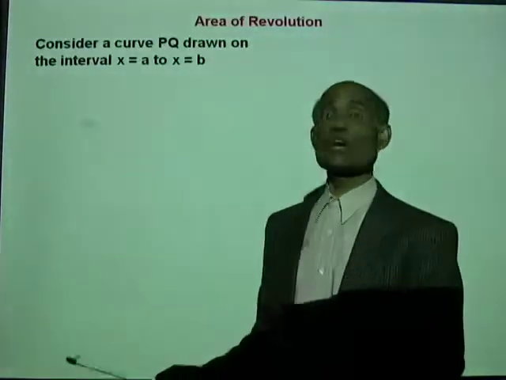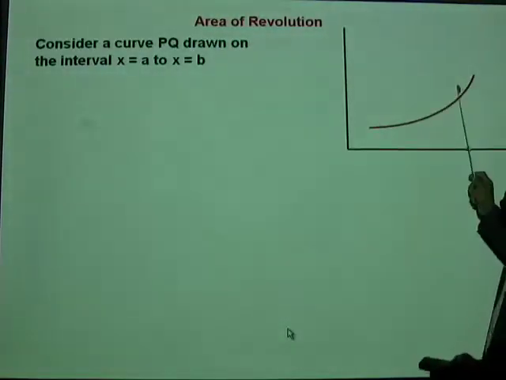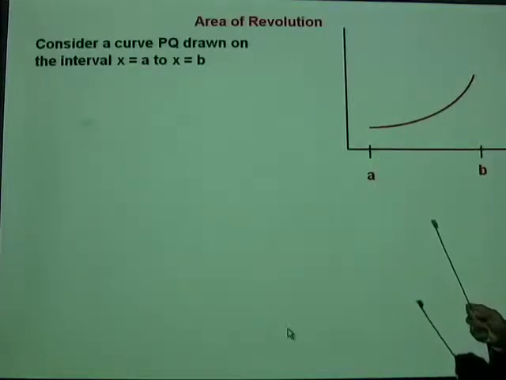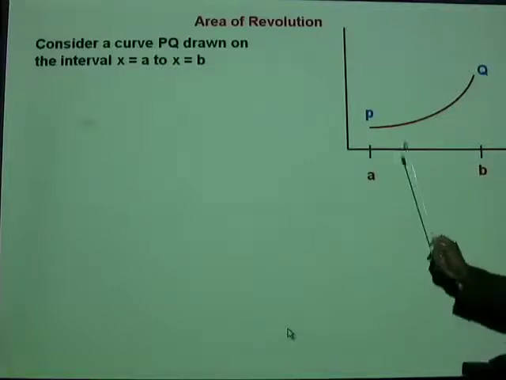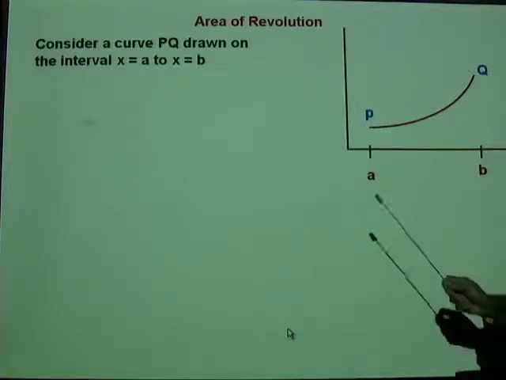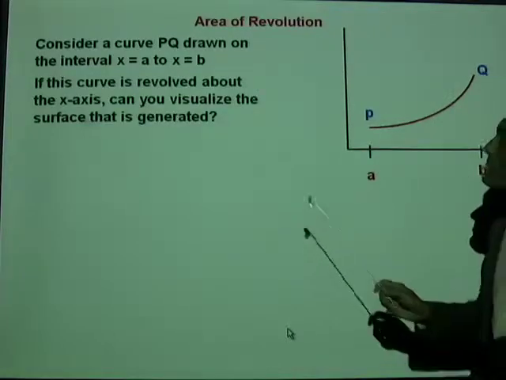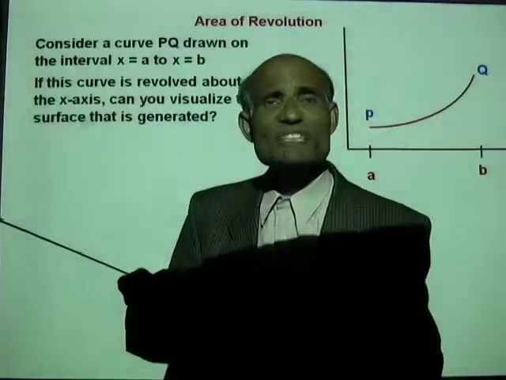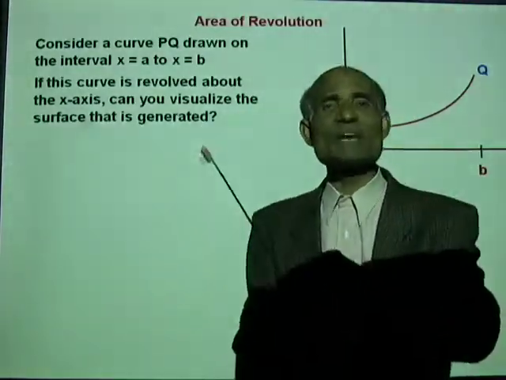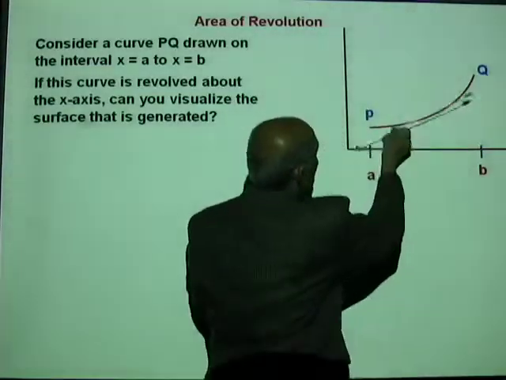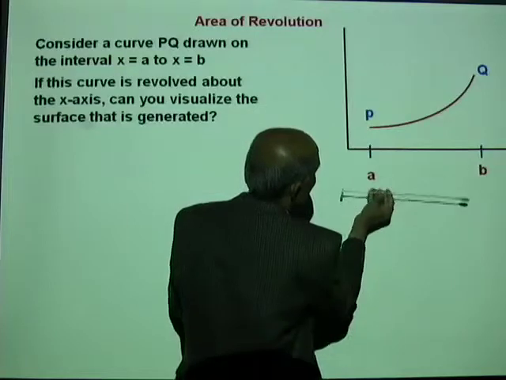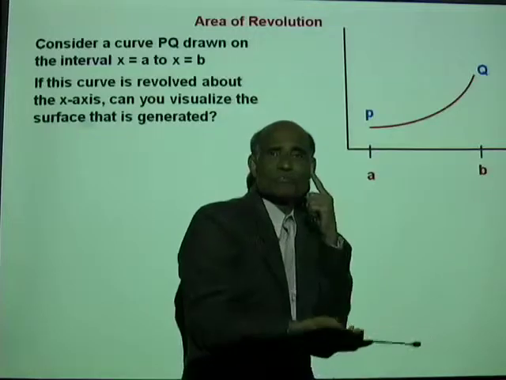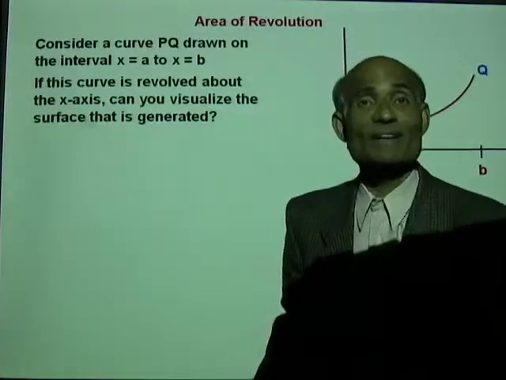And how do you obtain the area of such revolution? Well, let's consider a curve PQ drawn here, just like in the earlier case, from x equal to A to x equal to B. The length of that curve is from P to Q. Now, if this curve is revolved about the x-axis, it is going to generate a beautiful surface. Can you visualize what that surface looks like?